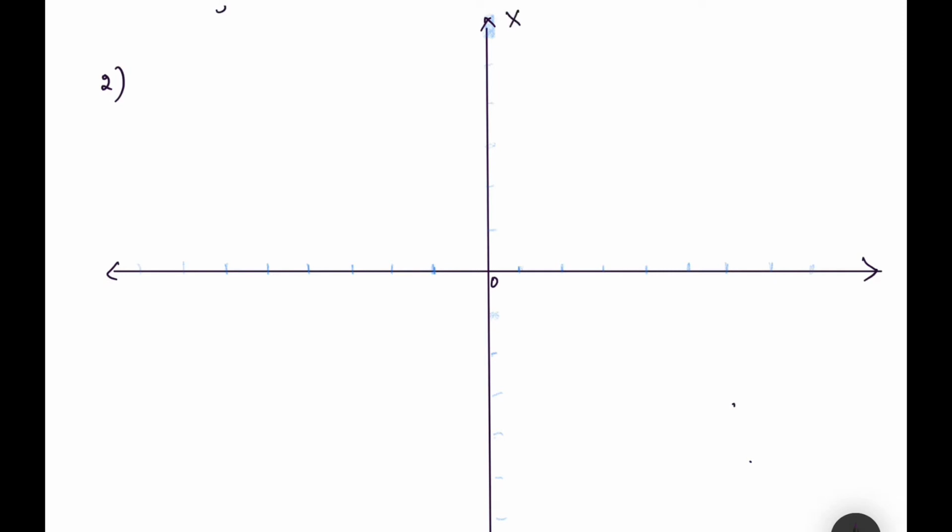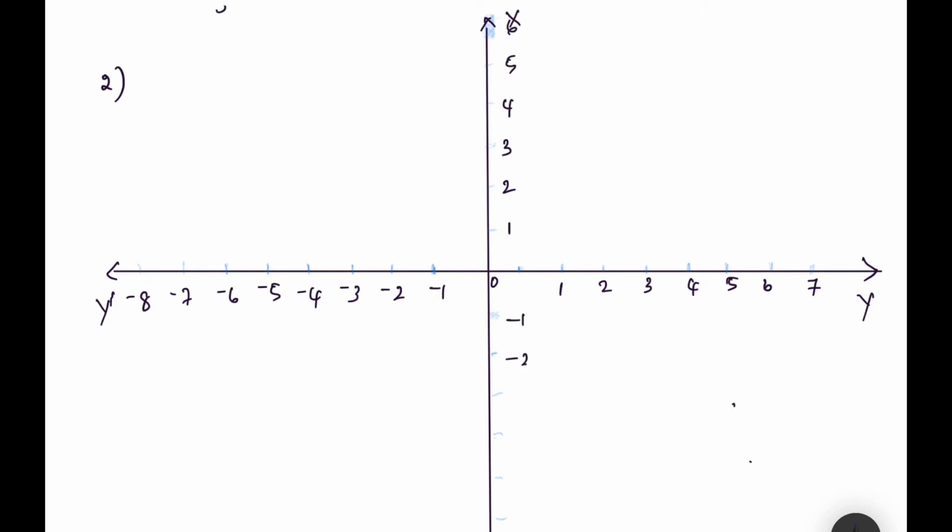So x dash, y dash, and you have 0. On the x-axis I take 1, 2, 3, 4, 5, 6, 7, marking the points at equal distances, and minus 2, minus 3, minus 4, minus 5, minus 6, minus 7, minus 8. On the y-axis, 1, 2, 3, 4, 5, 6, and minus 1, minus 2, minus 3, minus 4, minus 5, minus 6, minus 7.